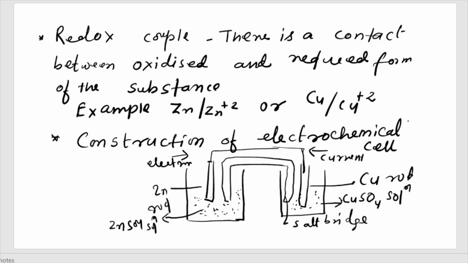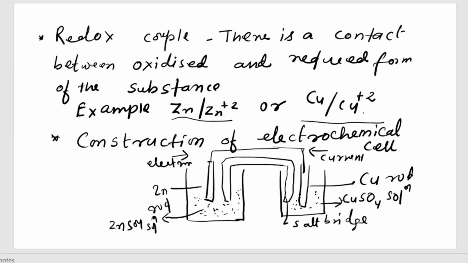Reducing agent means which reduces other, and itself is oxidized. Reduced other means itself oxidized. So there is an oxidized substance and a reduced substance in contact, and that is called a redox couple. For example, zinc | zinc sulfate and also copper sulfate. This is called a redox couple.